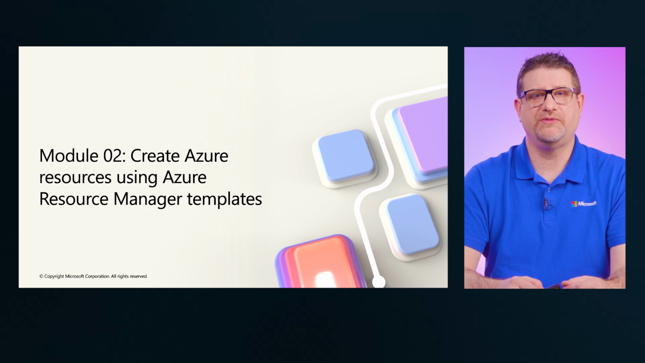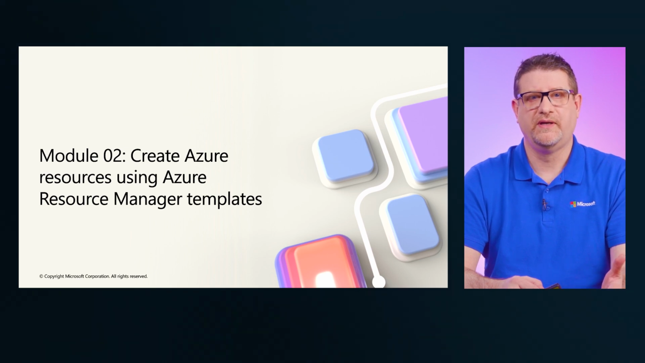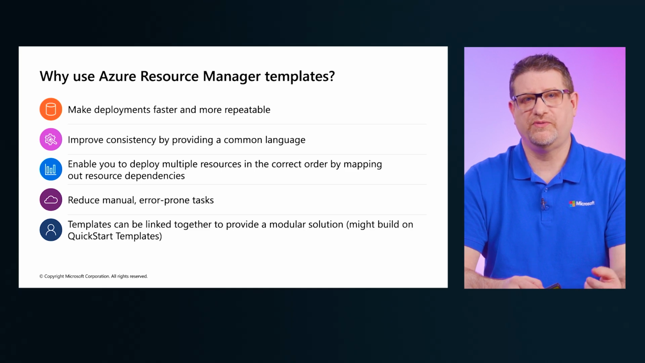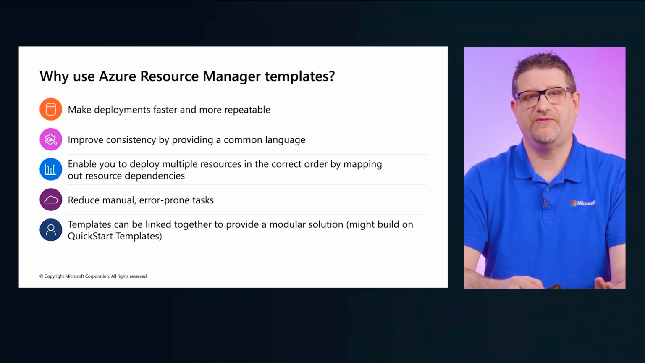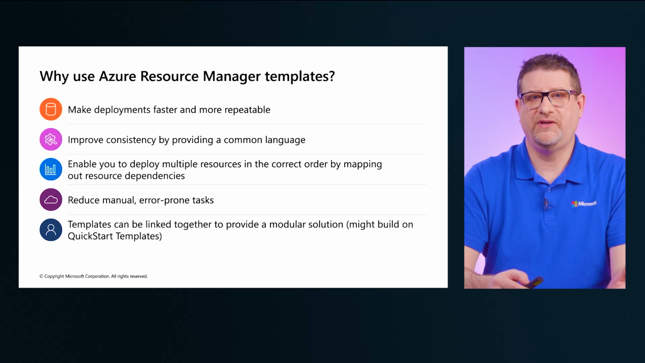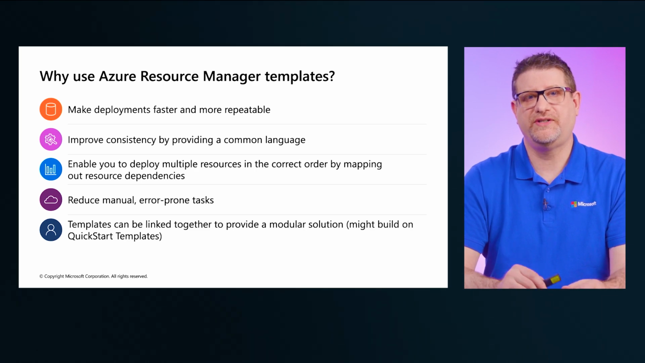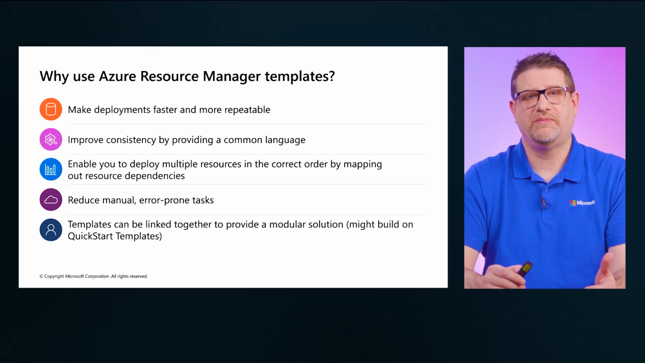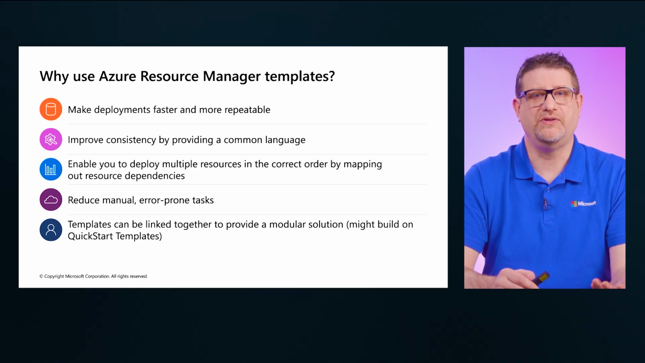Now let's talk about how to create Azure resources using Azure Resource Manager templates. When deploying resources in Azure, using Azure Resource Manager, or ARM templates, can make our life much easier and our deployments far more reliable. ARM templates allow us to define infrastructure as code, meaning we can describe exactly what resources we need and how they should be configured and the order in which they should be deployed, all in a single reusable file. This approach speeds up deployments, makes them more repeatable, and helps ensure consistency across environments. By mapping to resource dependencies, ARM templates enable us to deploy multiple resources in the correct order, reducing manual, error-prone tasks, and making troubleshooting much simpler.